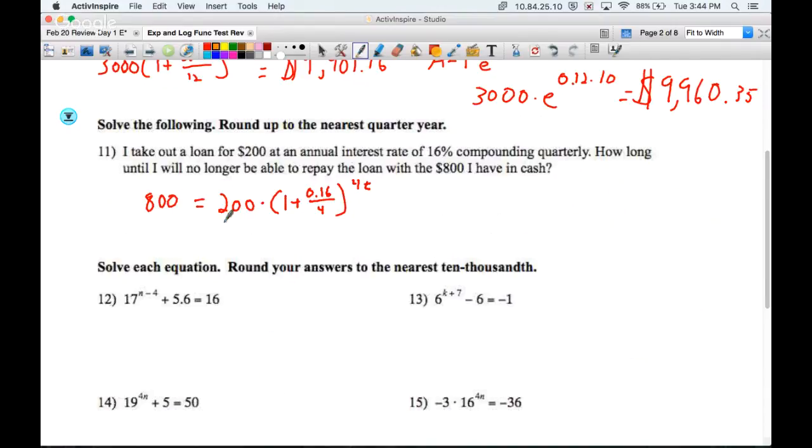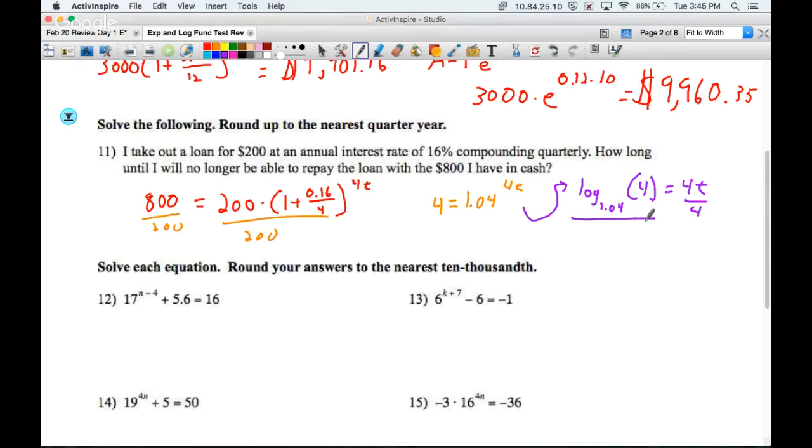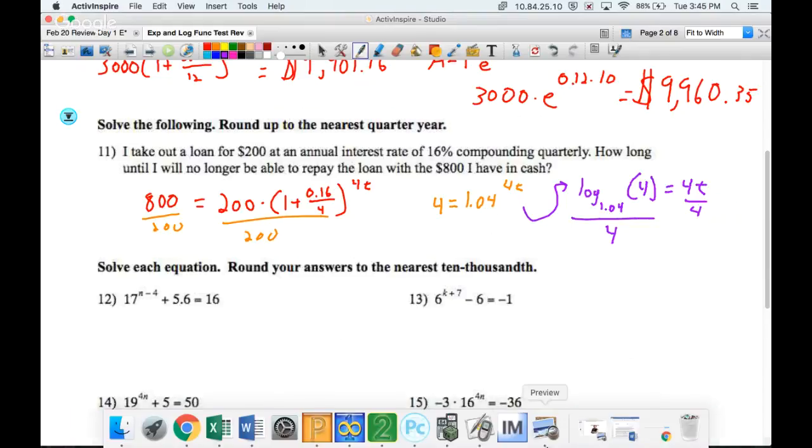All right, step 1, I'm going to divide both sides by 200. And I'm going to combine what's inside that parentheses to be 1.04. So now I've got 4 equals 1.04 to the power of 4t. At this point, I have to rearrange it into a logarithm. So the base of the exponent becomes the base of the log. So log base 1.04 of 4 equals 4t. Divide both sides by 4, and this is what I want to plug into the calculator.